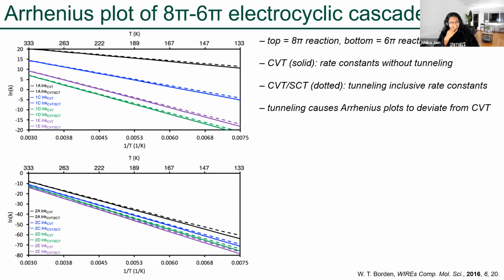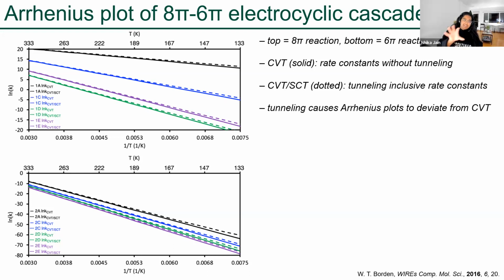And remember that tunneling is providing a shortcut. It's providing a way to speed up a reaction, without really needing to go to the very top of that mountain, the transition state energy, which causes these Arrhenius plots to deviate from the classical model, right?